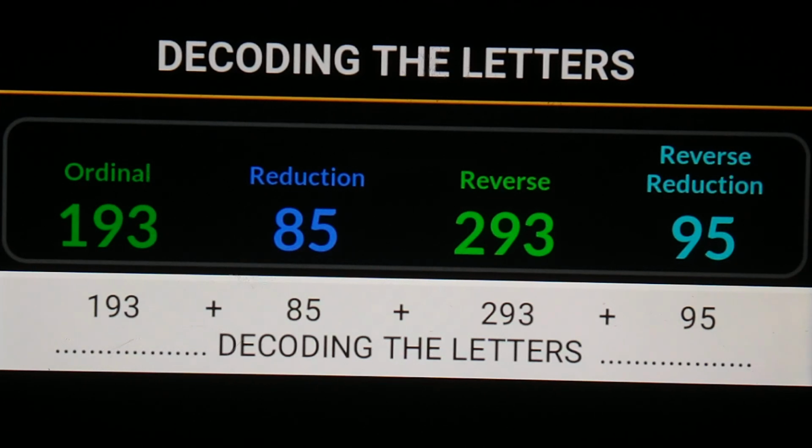There's one letter I and one letter R. The values: ordinal 193, reduction 85, reverse 293, and reverse reduction 95. Add them together, you get 666.